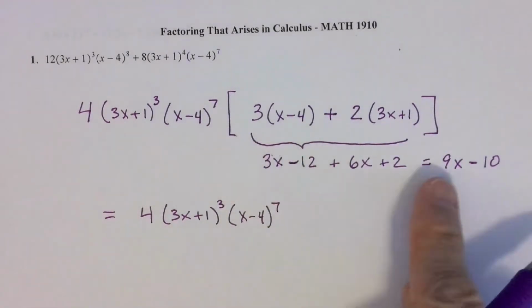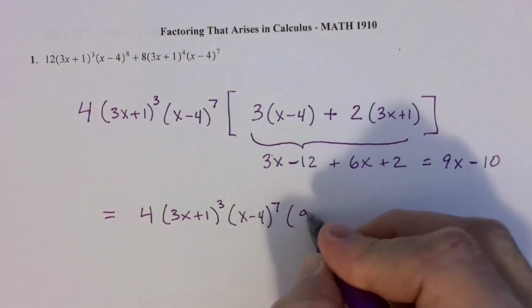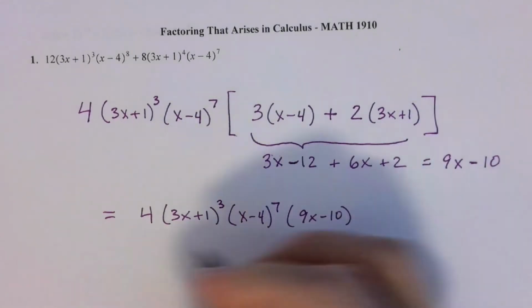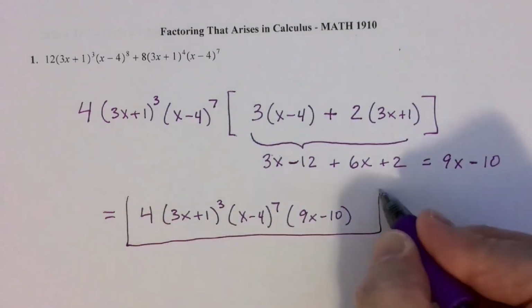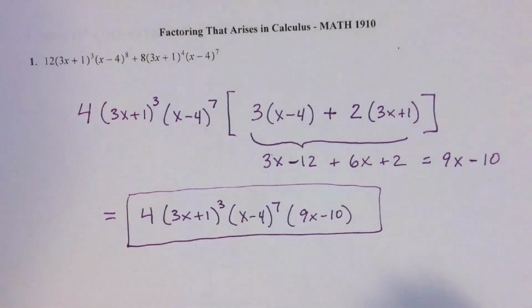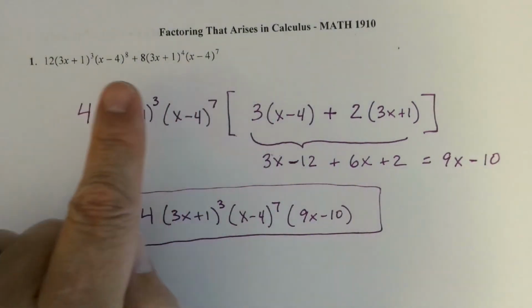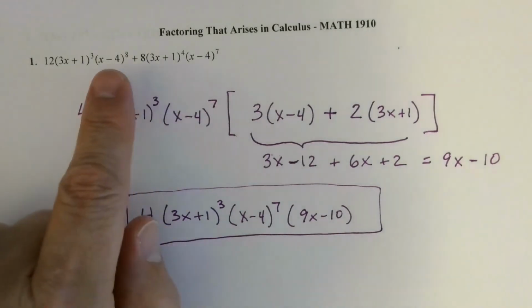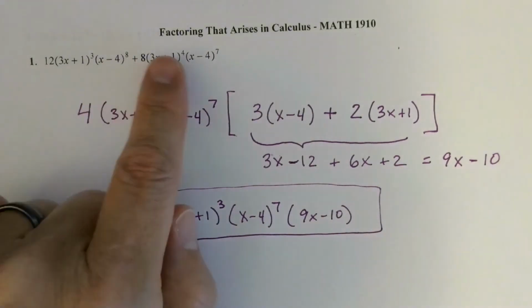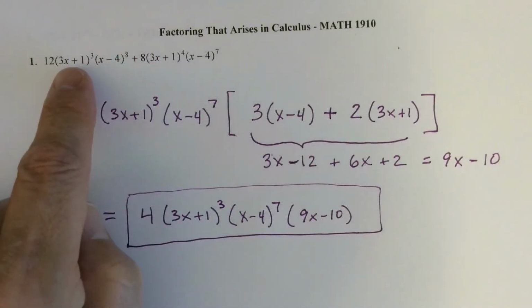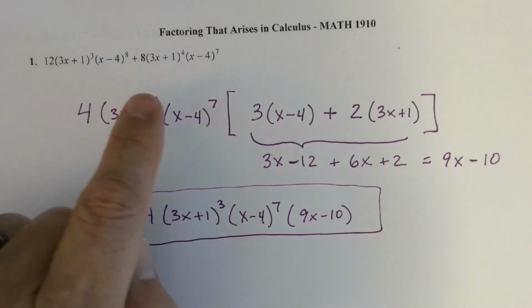Times what? Everything in the brackets, which we've simplified down just to 9x minus 10. And here it is. And so here's the thing, right? As I mentioned, a lot of times we're interested in for what values of x is this expression equal to 0? You say, well, obviously when x is 4, right? Obviously. And when x is what? Negative 1/3, it's going to be 0, right?